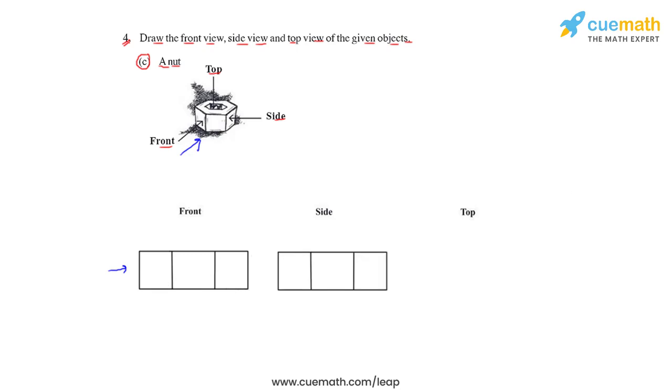As we see it from the side, we'll get the same shape as we saw from the front end. Again, if we view the nut from the top end, we'll see a shape like this, where the shape appears in the form of a concentric hexagon. So these are the three views of this particular object. Let us now move on to the next object of the question.